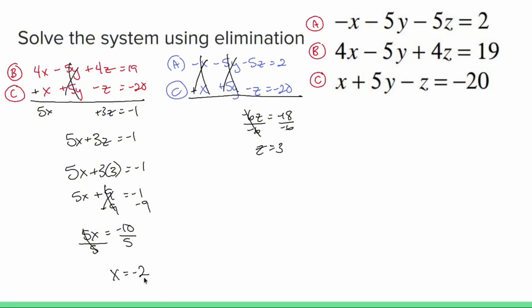Now that I know that x is negative 2 and z is 3, I can take any one of these original equations and find out y. So let's take the bottom one, because why not?